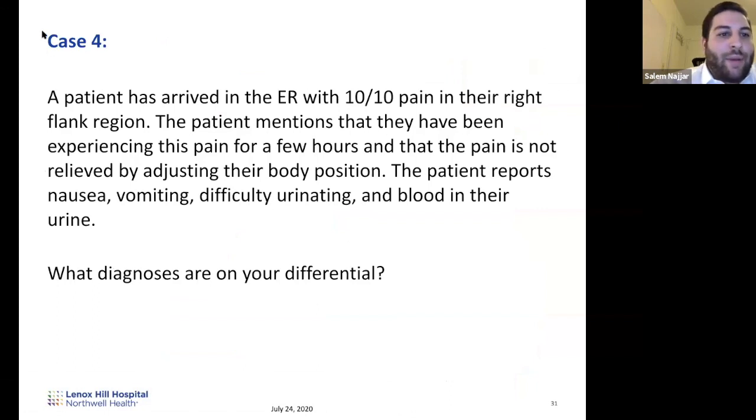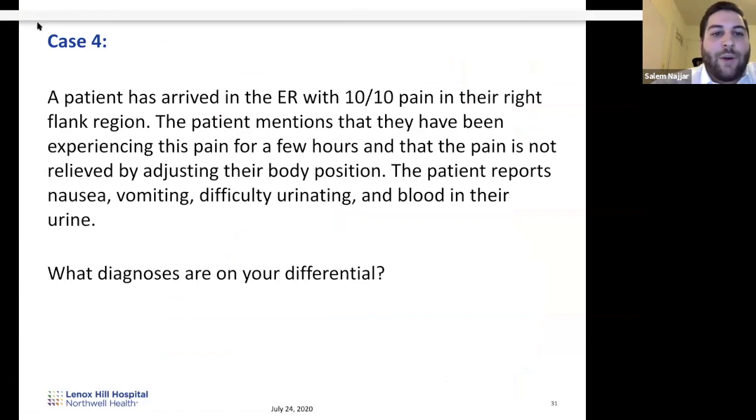The case is a patient has arrived in the ER with 10 out of 10 pain in the right flank region. The patient mentions that they have been experiencing this pain for a few hours and that the pain is not relieved by adjusting their body position. The patient reports nausea, vomiting, difficulty urinating, and blood in their urine. So what are a few diagnoses that should be on your differential?